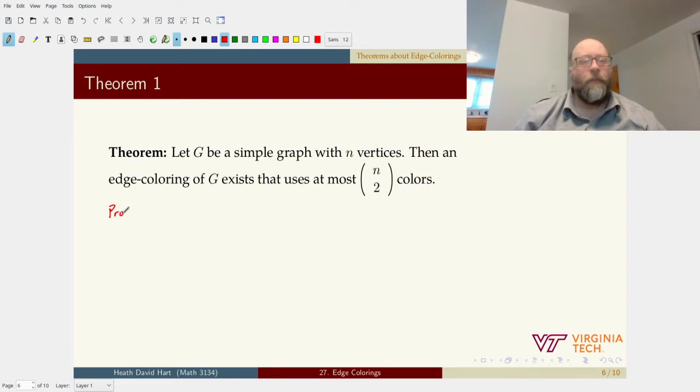The proof uses something that we've seen before, that Kn, which is a complete graph with n vertices, has all of the edges in G. Because G has n vertices, Kn has every single edge between every single vertex. So it has all of the edges in G. But Kn has n choose 2 edges. We did that as a homework problem once. The most edges that you can have with n vertices is n choose 2.